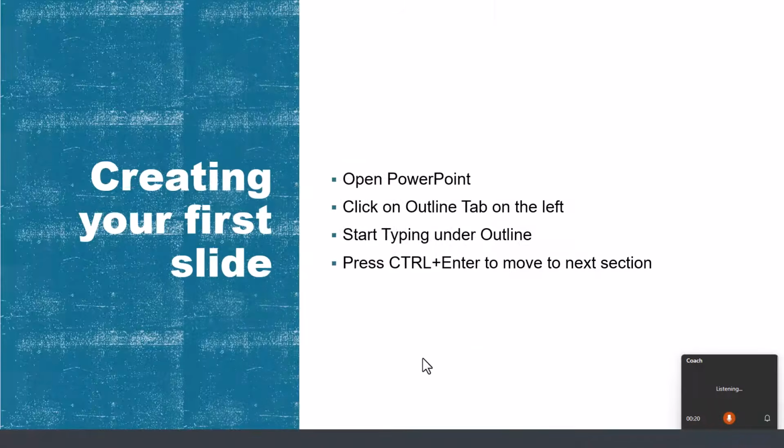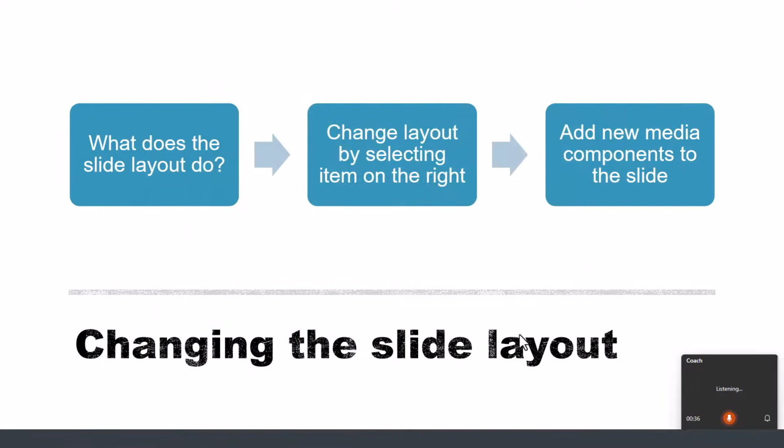Now we'll advance to the next slide. And at this point, first we need to learn how to create the first slide. We start PowerPoint, then we open the outline tab on the left, and then we start typing under the outline. Then we press Control Enter, and in this case, Microsoft is still listening to us, and it will give us a recommendation. So it's encouraging us to keep on going at it, and it's all good to go so far.